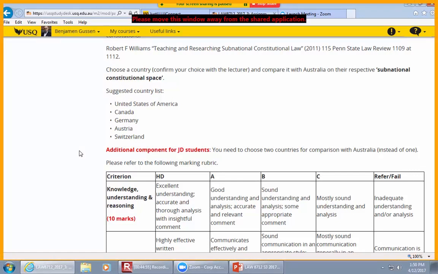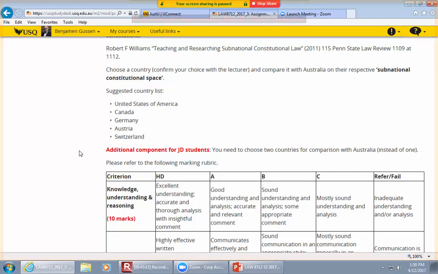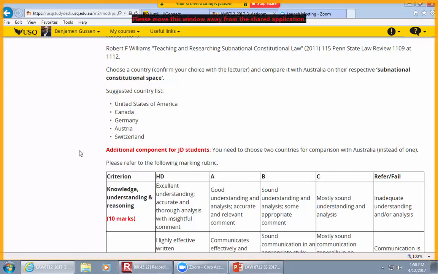If you are a JD student, sorry, let's just make sure that we got this right. If you are a JD student, you will have a two-way comparison, just like you did in the first assessment, just two-way. So Australia, and pick one. If you are a JD student, then you will have to pick two. Again, it's going to be a three-way comparison, just like you did for the first assignment.